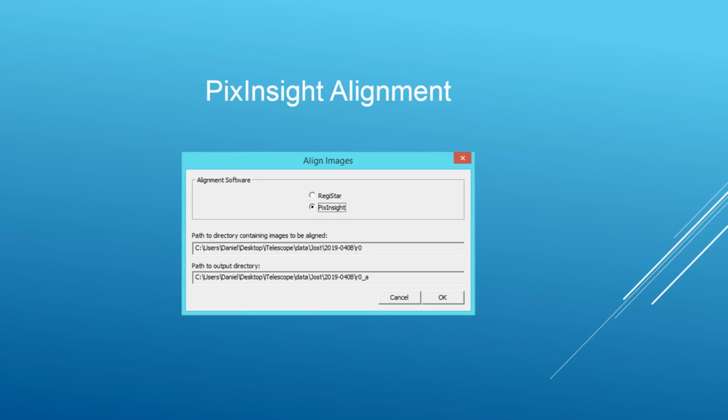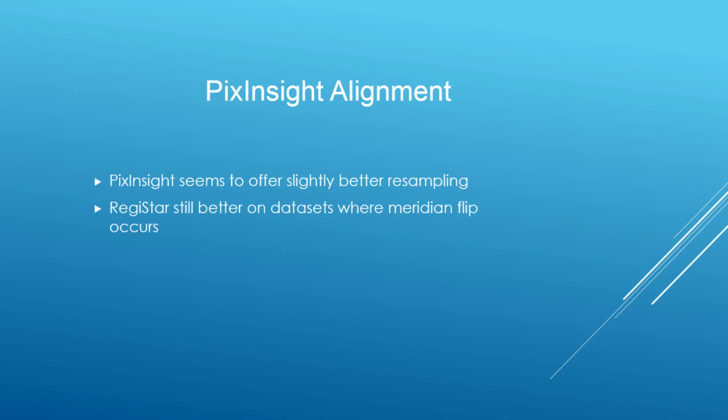So yeah, PixInsight, as I mentioned, can now be used for alignment. A couple of observations here is that it does seem to offer slightly better resampling than Registrar. On the other hand, if a meridian flip occurred during image acquisition, Registrar seems to do slightly better in that scenario. But they are both very good programs for alignment, so if you have one, no reason not to continue using it.